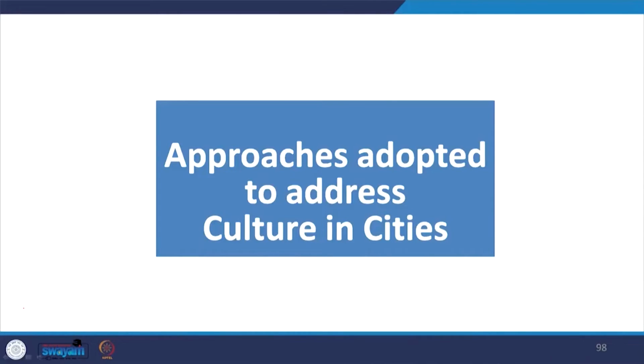Now, let us look into approaches adopted to address culture in cities. So far we have seen how we historically evolved from making cities beautiful. We started seeing that it had potential to make economic benefit, and then we started regenerating our cities, and then eventually we came up with how we should focus on making our communities sustainable. So now we'll look at what different approaches were adopted to address culture in cities.